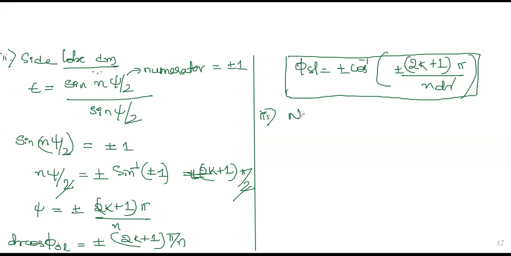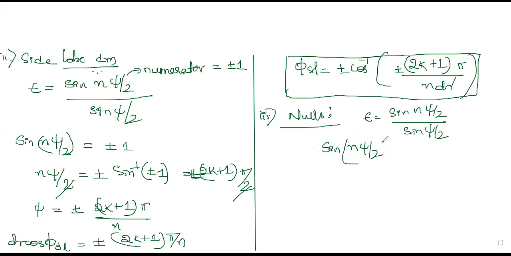Again, the third direction is the null direction. To find out the null direction, you have to equate the numerator. Again, the same equation, sine n xi by 2 by sine xi by 2. What do you mean by null? Null is 0, ma'am. Yes, 0. So in order to find the direction of nulls, we need to equate the numerator of this to 0.